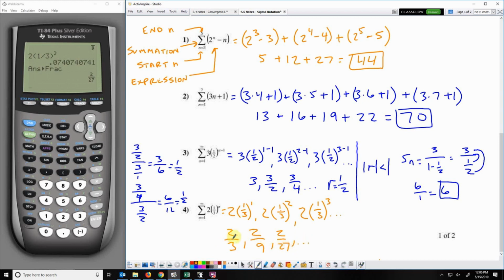Okay, so it looks like on the top, nothing's changing, so we're multiplying by 1. On the bottom, we're multiplying by 3, so we've got a common ratio of 1/3. So that means the absolute value of r is less than 1, so once again, we can find the sum of this infinite series. So the sum of the series is the first term over 1 minus r. So that's 2/3 over 1 minus 1/3, which is 2/3. 2/3 over 2/3 is 1. So we're going to have a sum of 1.